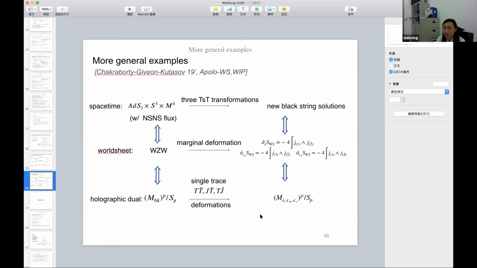Right. And another question, what about the JJ-bar? Can you include that as well in this case? JJ-bar only changes the internal directions. It's marginal both on the worksheet and also in the field theory side. You will still get a CFT, also on the target space. The target space is still AdS, but the internal manifold will change. Right. Yeah. Thank you.